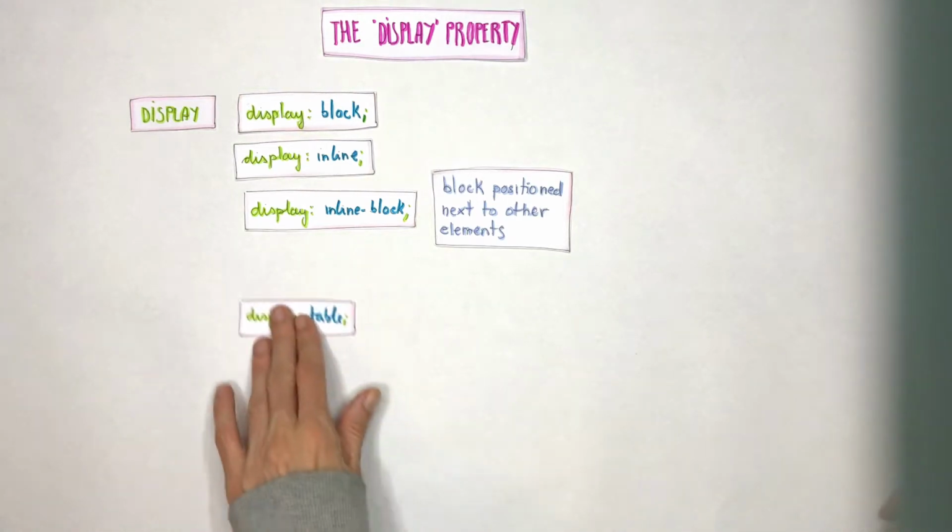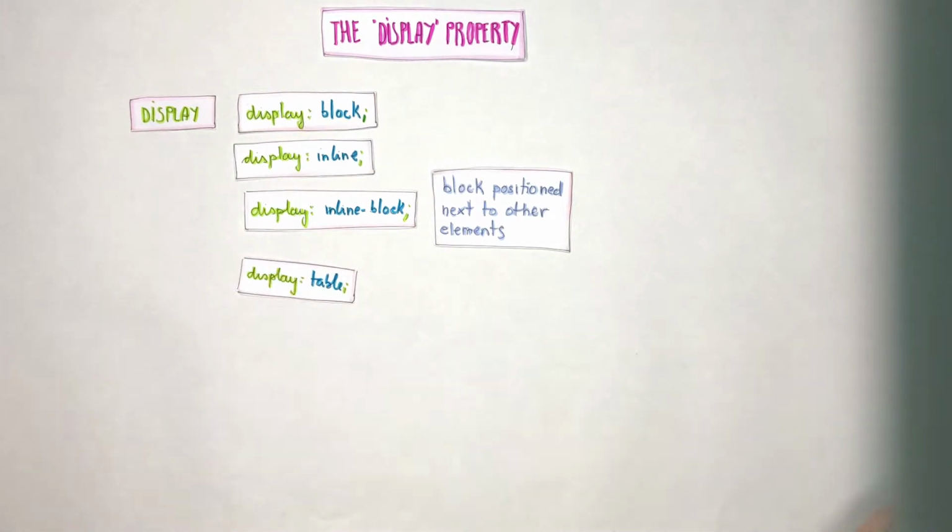Then we have display table. With this property, the element is displayed as a table, meaning its content can be displayed in rows and cells. HTML has its own tags to create tables. With display table and display cell, what we do is we emulate those elements. We will see how to create tables later.